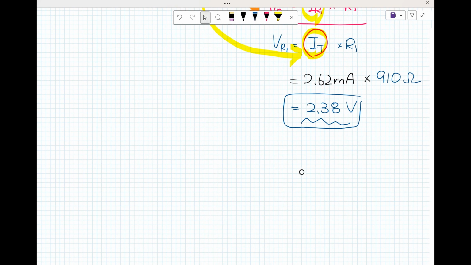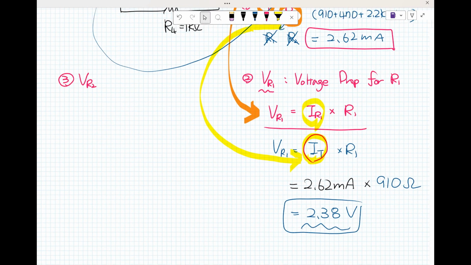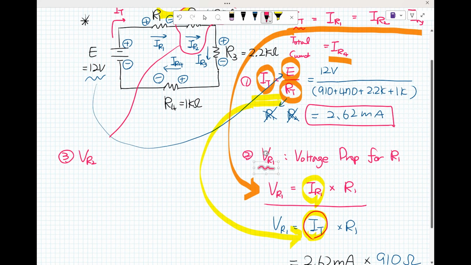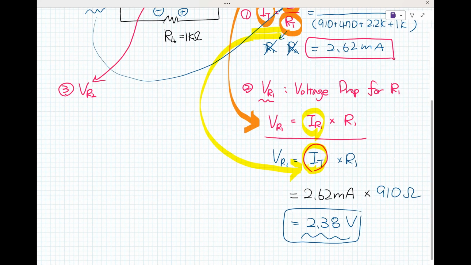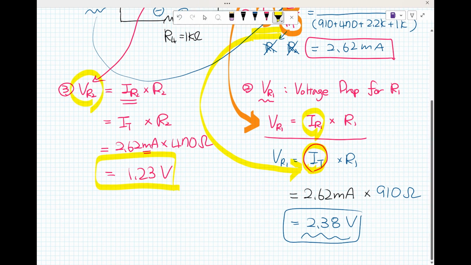So how about V sub R sub 2? Same thing. V sub R sub 2 means the voltage drop at resistor 2. Here we go: V sub R sub 2 is I sub R sub 2 multiplied by R sub 2, and I sub R sub 2 is the same as I sub T. So 2.62 milliamps multiplied by R sub 2, which is 470 ohms. Don't forget the milli when you calculate it. So finally 1.23 volts, the answer for V sub R sub 2.